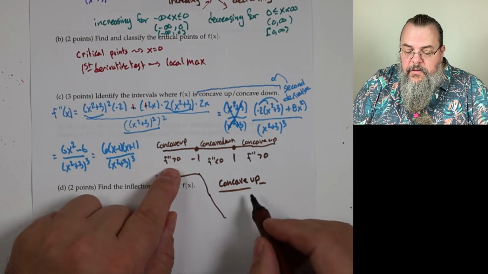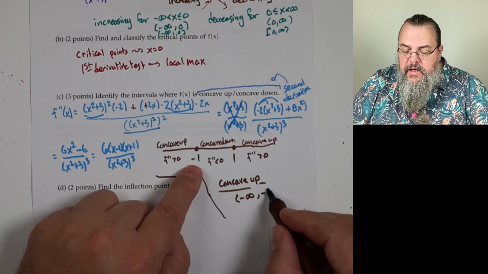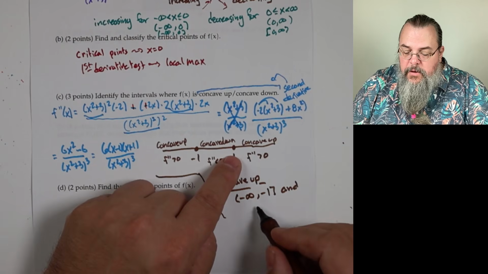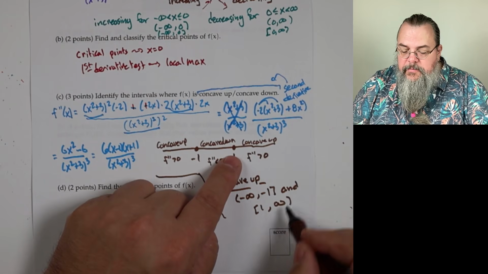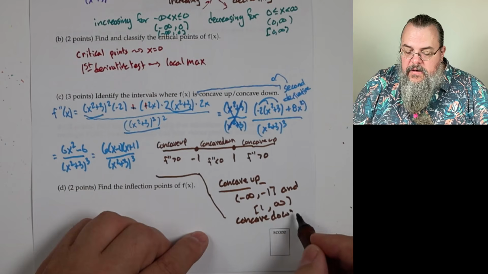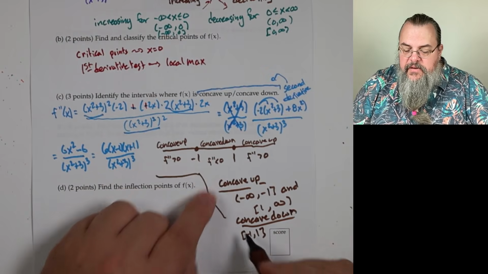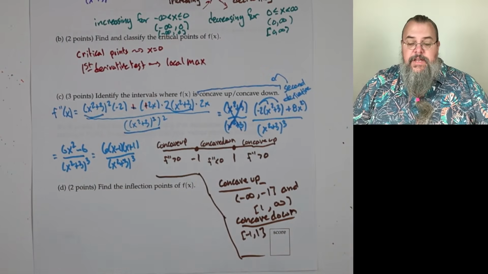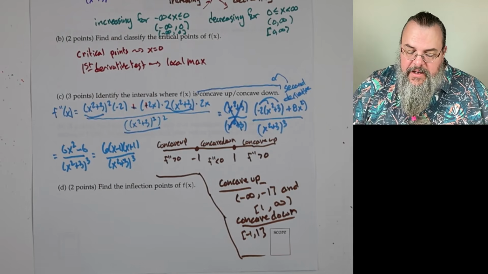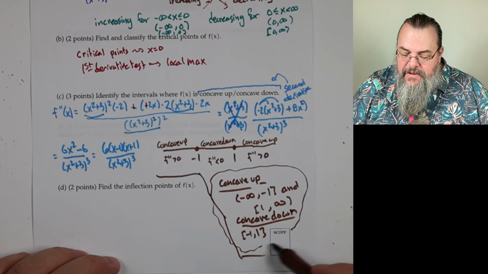Well, we're from negative infinity all the way up to negative 1. And again, you can include or not include it. And from 1 all the way to infinity. And concave down, where does that happen? Well, it's from negative 1 up to positive 1. And again, you can include or not include the endpoints. All right. Whew. There's not a lot of space for us for that part of the answer.